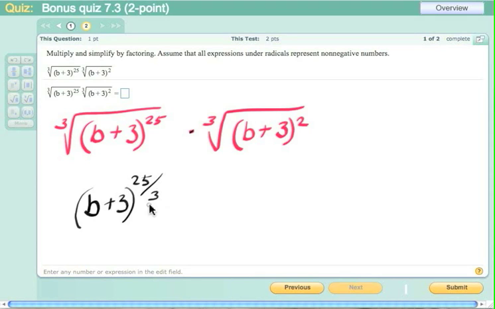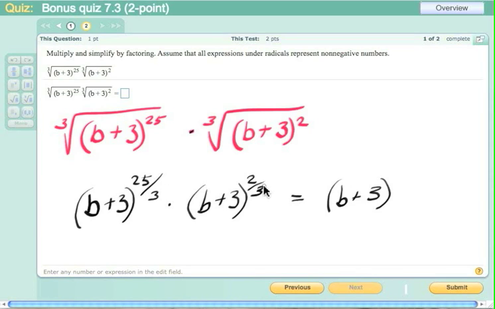It's the index. And I'm going to rewrite this in terms of fractional exponents. And it will look like this. The power is the numerator, and the index of the root is the denominator. And now we have a situation here where we're multiplying, and the bases are the same, and so we can in fact add those exponents. And when we do that, we get the same base, of course, and then we add 25 thirds plus 2 thirds to get 27 thirds. But we always simplify fractions, and we're forced to do division even in this direction, and we get b plus 3 to the 9th, the same answer.